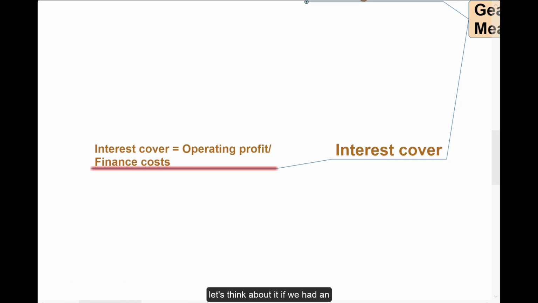Let's think about it. If we had an interest cover of 10 to 1, so our operating profit was 10 times our interest, we should feel pretty comfortable because it would have to move significantly for us to be worried about being able to cover our finance costs. Really, the higher the interest cover, the more comfortable we are because the more times we can cover any interest on loans to banks, VC, etc.